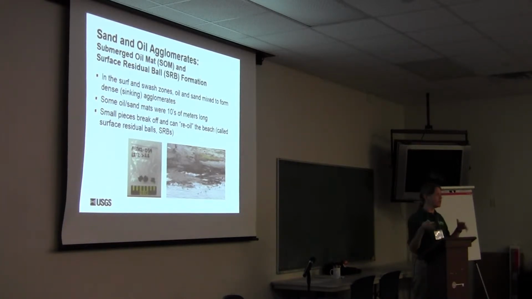I type in tar balls, and there's tons of publications. This is great. And so I look at them, and they're all about tar balls, literally balls of tar that float. All this wonderful research about how these things move around and what they do is useless to me, because the material left over from Deepwater Horizon doesn't float. So in the surf zone, oil and sand mix to form these dense agglomerates. We call them SOAs. Submerged oil mats are big ones. Surface residual balls are small ones.